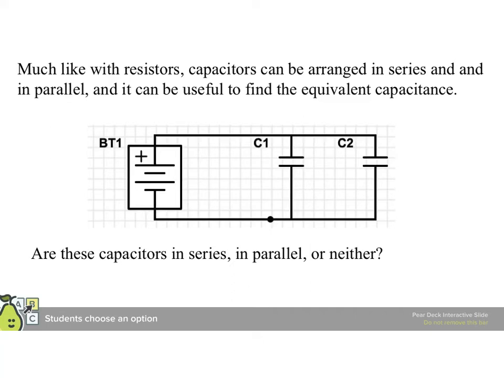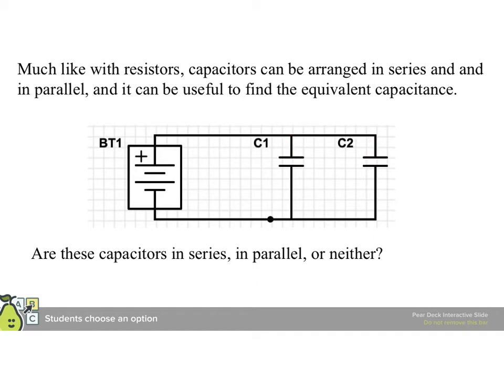Much like with resistors, capacitors can be arranged in series and in parallel, and it can be useful to find the equivalent capacitance. So, are these capacitors in series, in parallel, or neither? We know that they are not in series because a charge that leaves the battery can go into one capacitor or into the other, but doesn't pass through both.